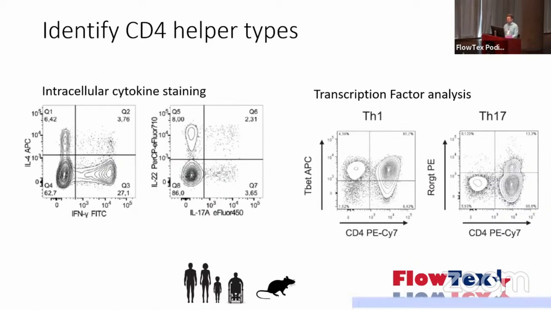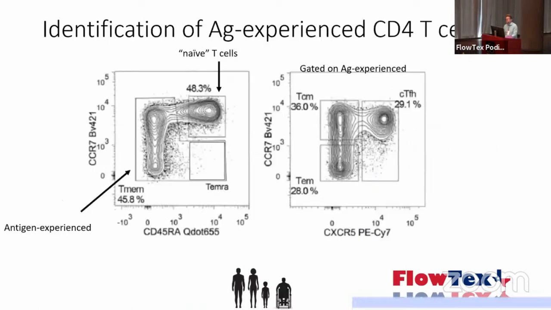To identify these, once again, we have to do things like intracellular cytokine stain or transcription factor analysis. So whether we're looking for a Th2 cell by IL-4 intracellular cytokine stain, a Th1 cell by interferon gamma intracellular cytokine stain, or a Th17 by IL-17 or perhaps IL-22, these are just how we identify those helper T cells. Oftentimes, we have to stimulate these cells to make them make these cytokines. In addition, we have the transcription factors, and these can also send them down these various pathways.